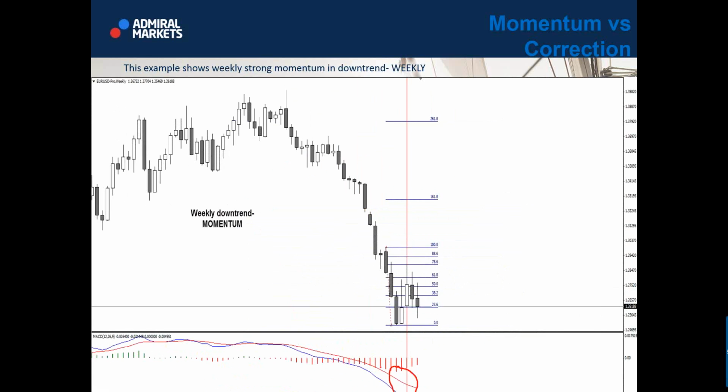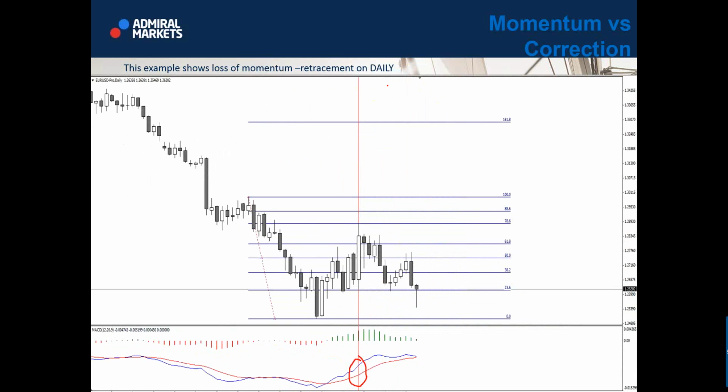Okay, because the red line is above the blue line on weekly, so it's a big downtrend, but on daily the blue line is above the red line, so it's still a downtrend, but there is a retracement at this point. So use multiple time frames to scan through MACD, and you will see how it usually clearly shows you retracements and trends, and that is a little trick you can use.